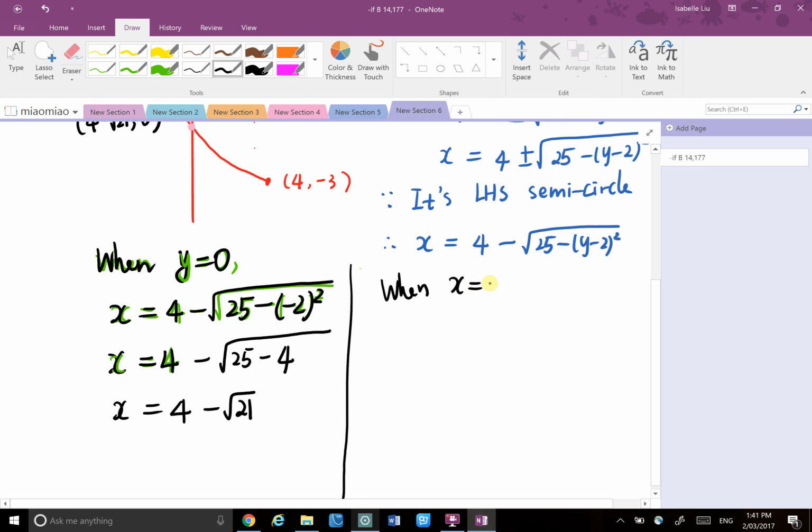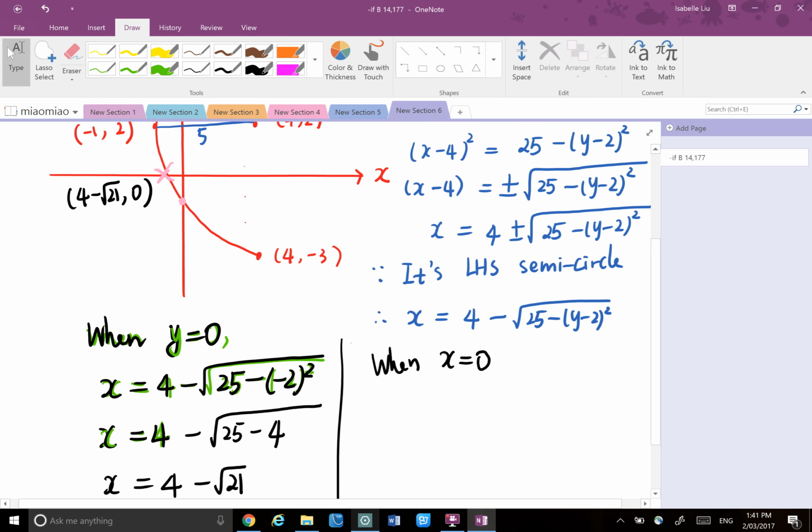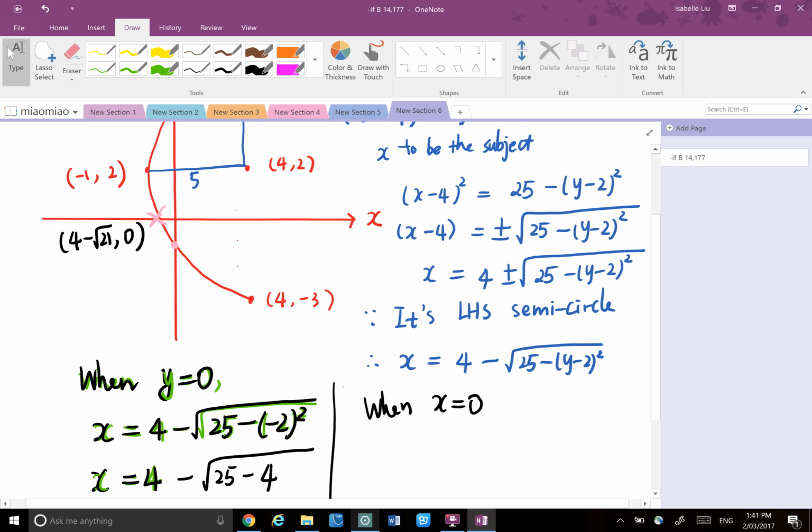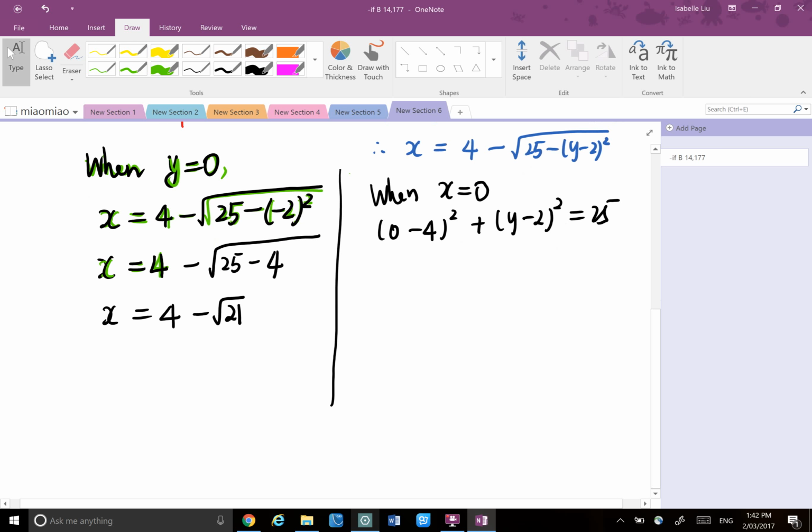When x equals 0, I'm looking for the y value. So when x equals 0, the full circle equation may be more helpful. So it's (x minus 4) squared plus (y minus 2) squared equals 25. So it's (0 minus 4) squared plus (y minus 2) squared equals 25. That's 16 plus (y minus 2) squared equals 25. (y minus 2) squared equals 9. 25 minus 16 is 9.